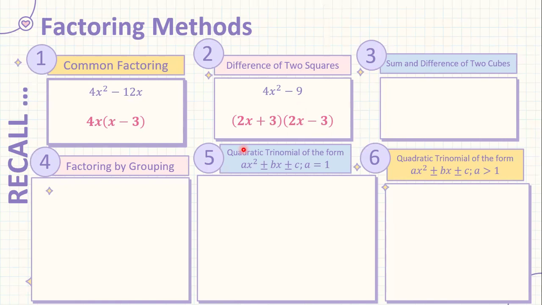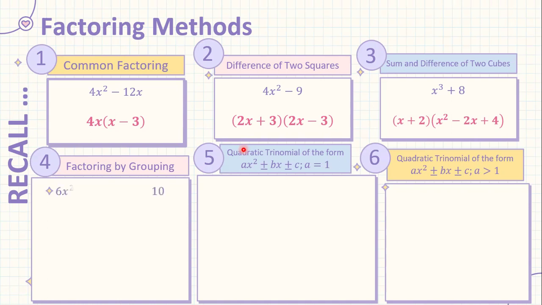How about the sum and difference of two cubes? If we have x cubed plus 8, the cube root of x cubed is x, and the cube root of 8 is 2. So that is one group of parentheses: we have x plus 2. And for us to get x cubed plus 8, we must have the quadratic factor x squared minus 2x plus 4.